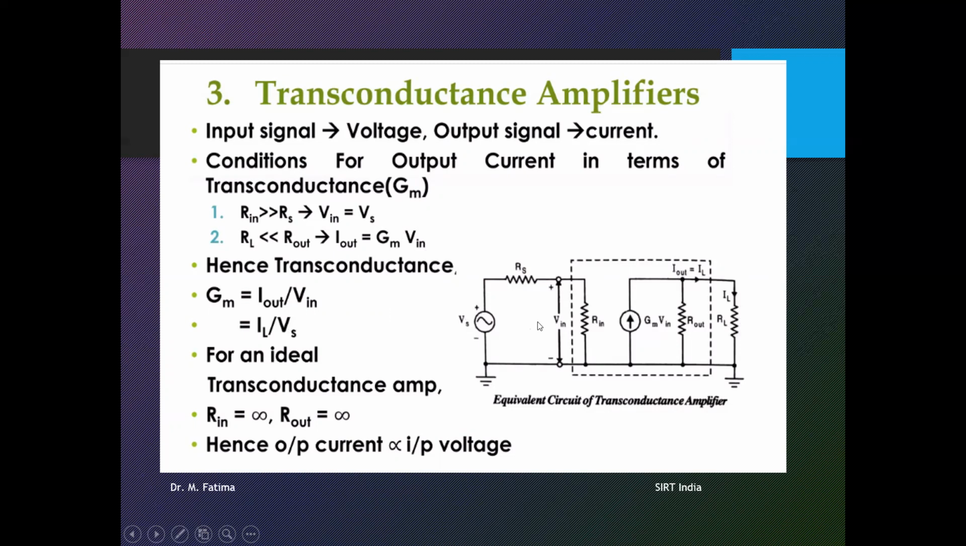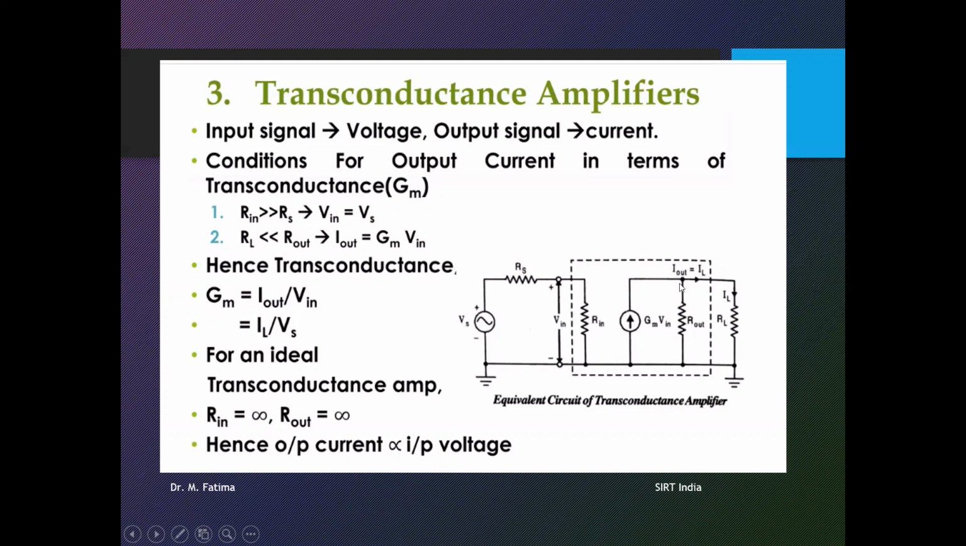Now come to the value of input resistance and output resistance. For this, it is required to keep Vin equal to Vs. For this purpose, if this Rin value is equal to infinite, it means the maximum voltage will be available here. That is, the Vs will be equal to Vin if the drop across this is very small. So the required or desired value of input resistance is infinite.